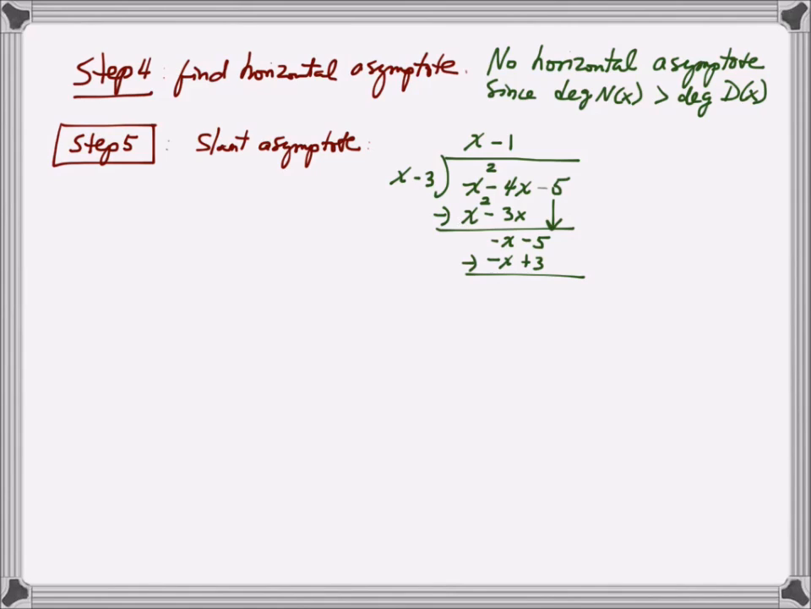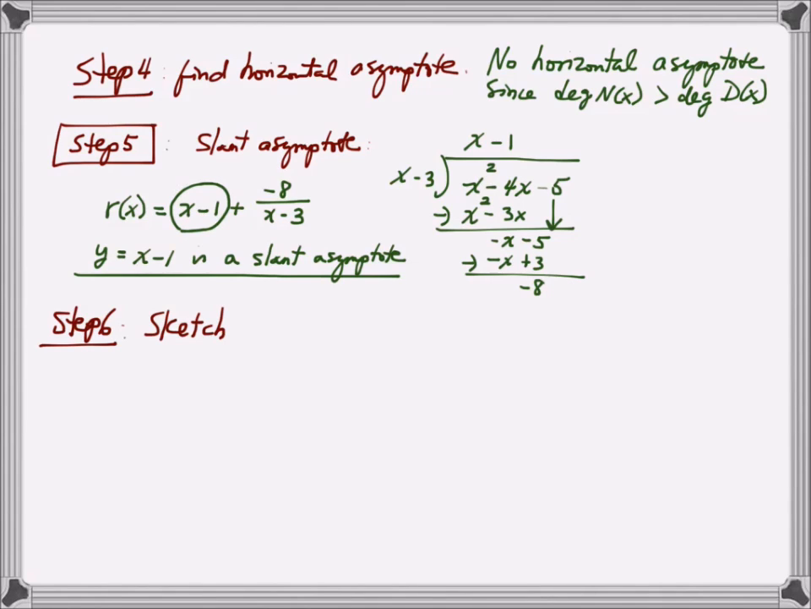When I subtract those two things, I get minus 5 minus 3, and this gives me a remainder of negative 8. That means I can write my original r of x function as x minus 1 as the quotient, plus the remainder, that's negative 8, over the divisor x minus 3. And remember, this quotient function is the slant asymptote. Finally, we're ready to sketch.